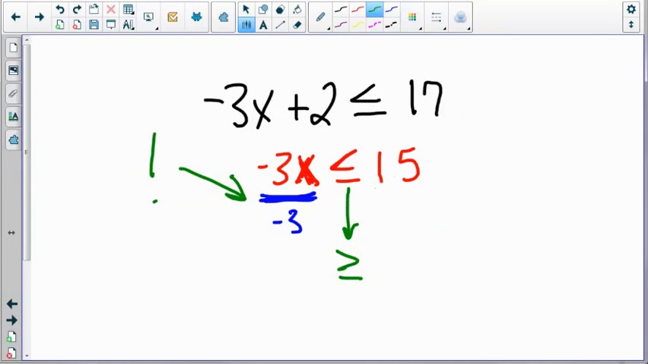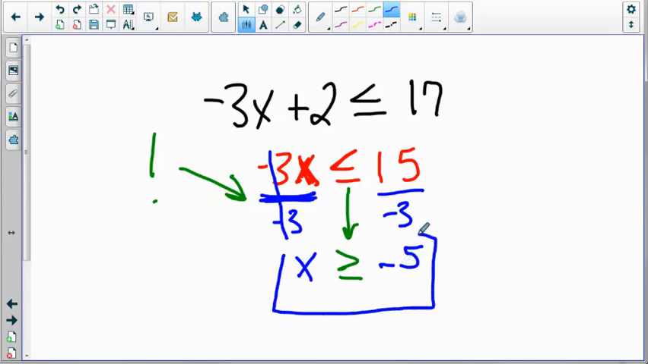All right, now I can come about on my merry way. I divided this term by negative 3. I have to divide this term by negative 3. These cancel. I end up with x. And what is 15 divided by negative 3? It is negative 5. That I can graph. All right, let's look at one more example.